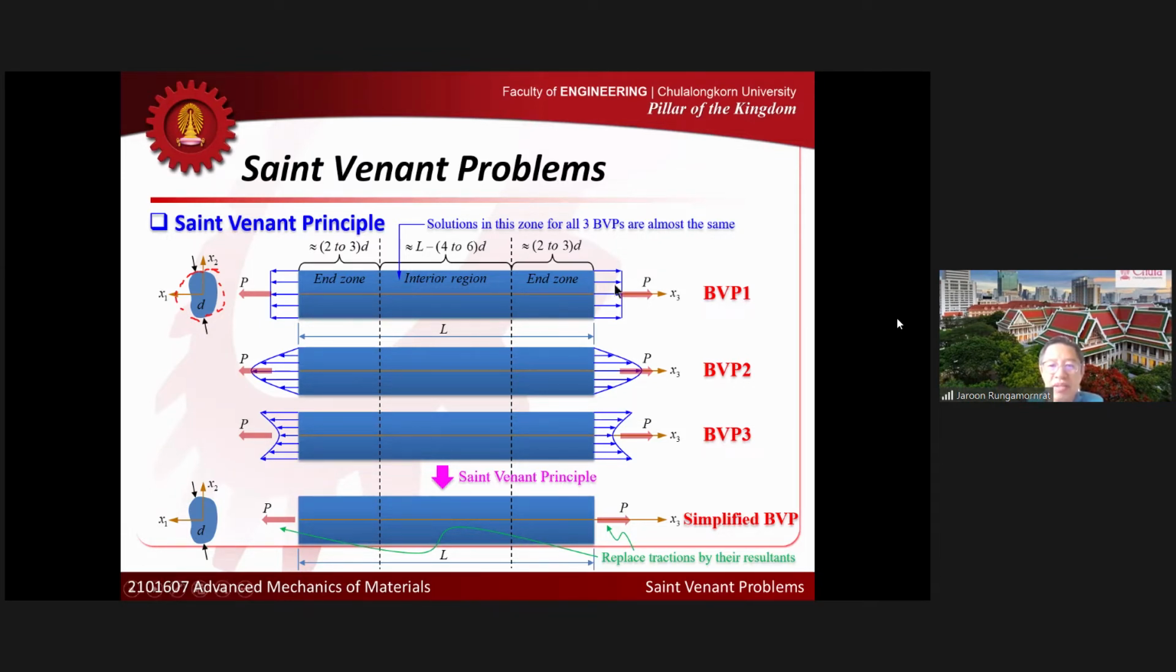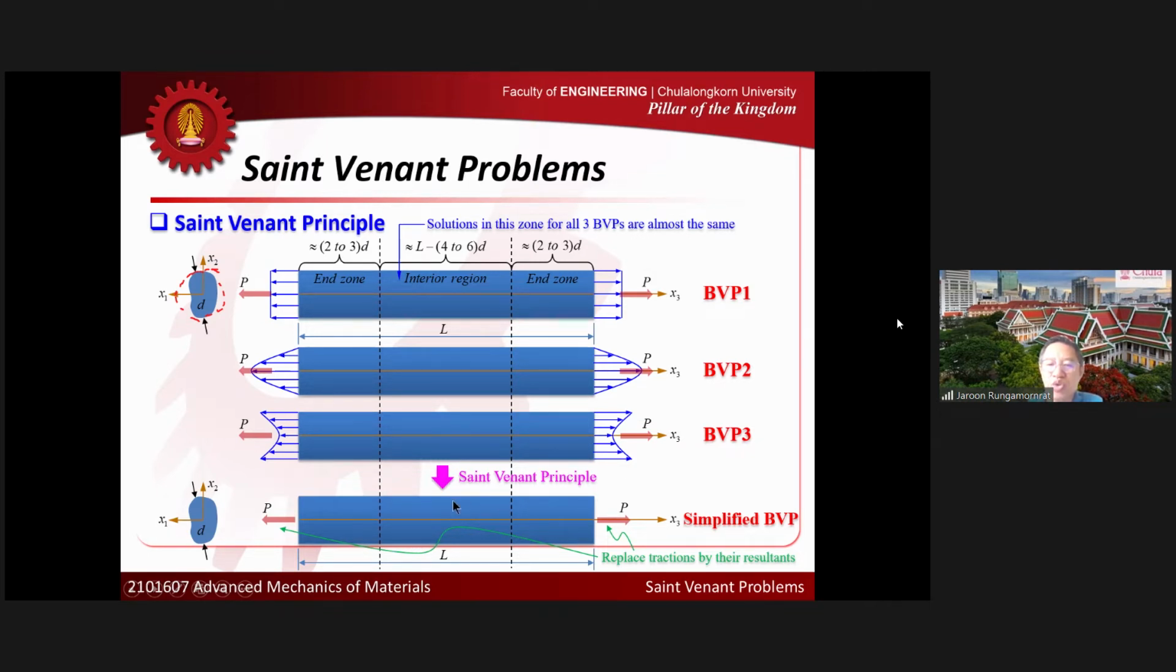Later, I will not solve each BVP that I have above here. I will not solve them. I will solve the one below. I will try to satisfy the end condition, not in terms of the traction distribution, but in terms of the net force and moments. And once I solve this problem, I get a solution of the simplified BVP.